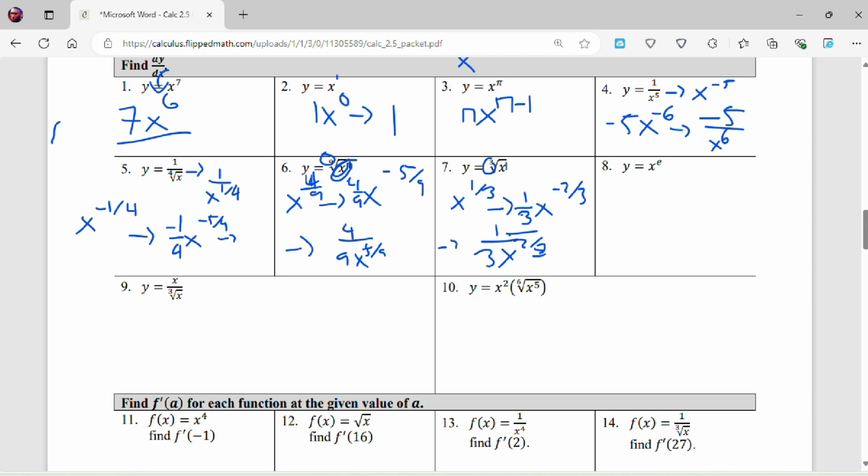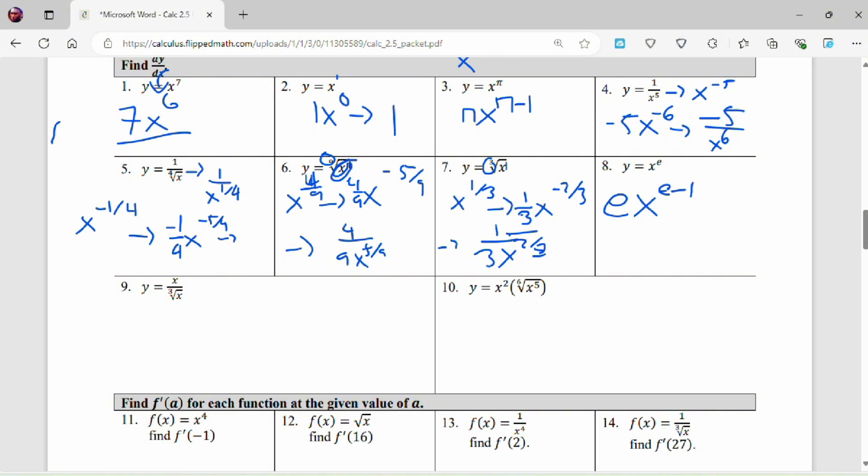Next problem. It's already in x to the n form, so all we have to do is bring the e down. That's our power. So bring it down, x stays the same, and then e minus 1.